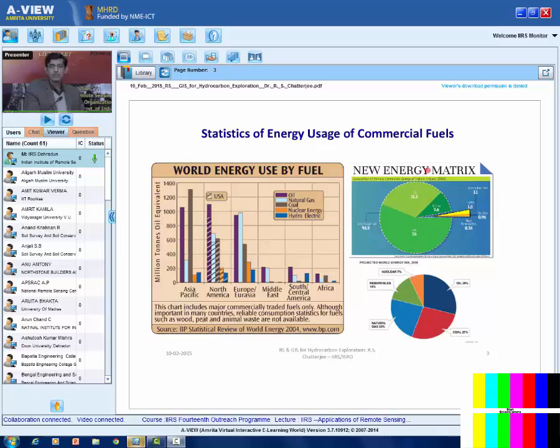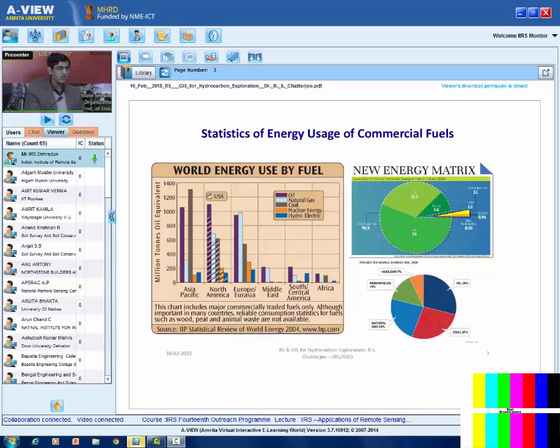Now this is the energy matrix in India. This is 2009 statistics. We see that around 97% is fossil fuels, like petroleum, natural gas, and coal, which is the major portion. All of us know that. And if we project it for 2035 for world energy usage, even then almost 80% is fossil fuels.